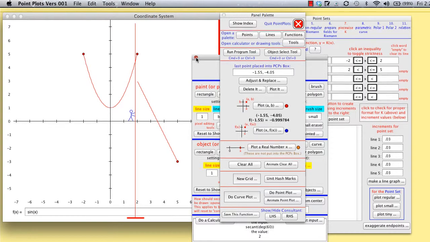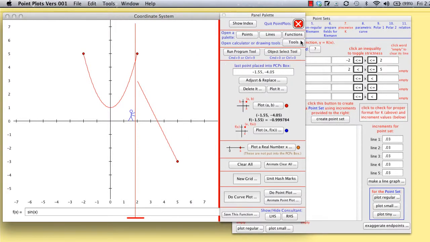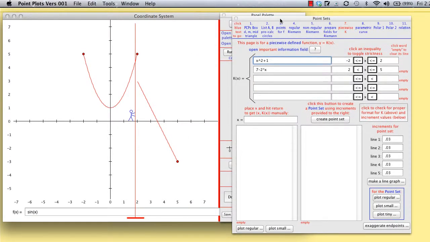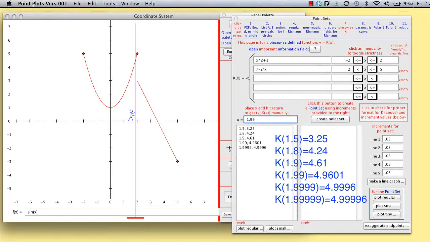At this time, let us go back to the points palette and look at the actual values produced by k as we consider numbers that are closer and closer to 2, but definitely to the left of 2. My assistant looked at 1.5, then 1.8, then 1.9, then 1.99, then 1.9999, and finally 1.99999.